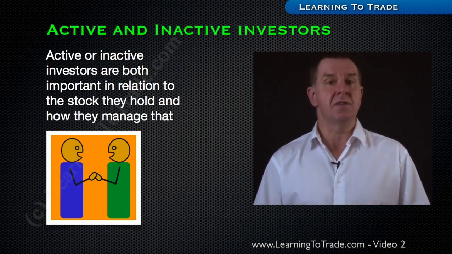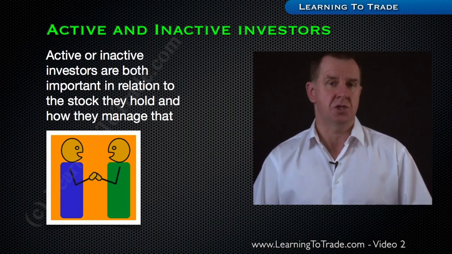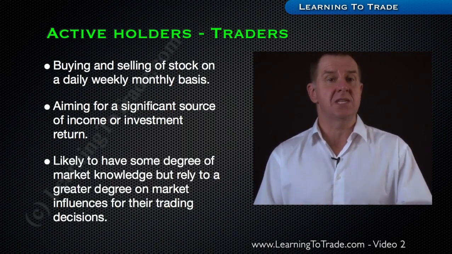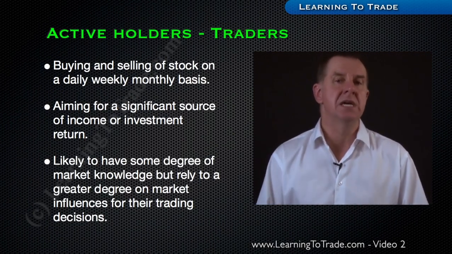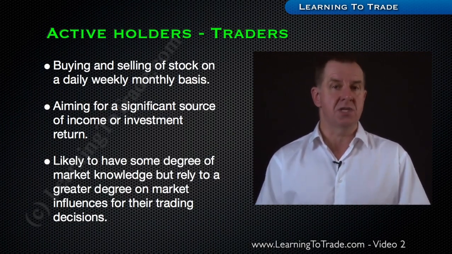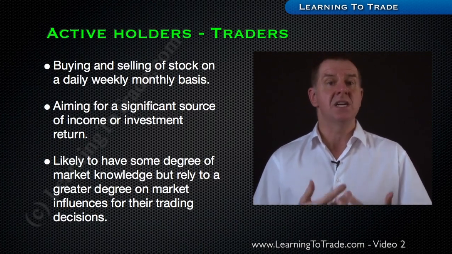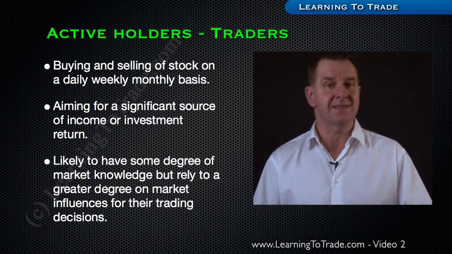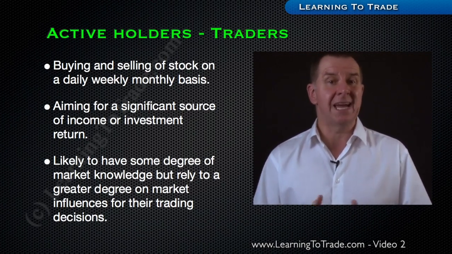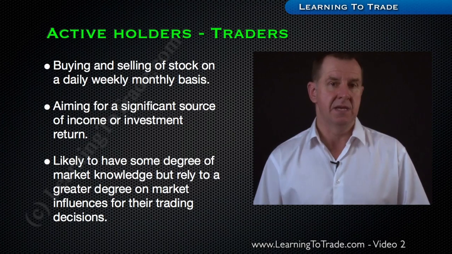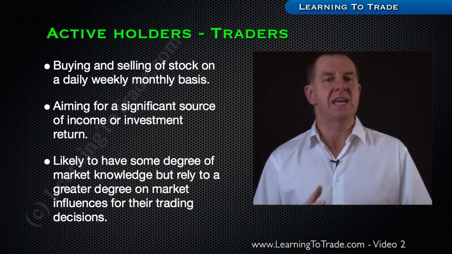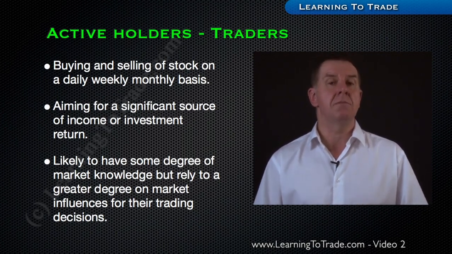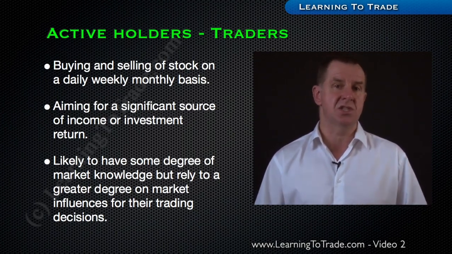Now let's break it down further to find out how these groups actually function. So active holders. Well, active holders of stock will be buying and selling stocks on a daily, weekly, monthly basis. These types of traders will be opening and closing trading positions, thus buying and selling as part of their investment or income producing goal. They'll have trading goals that are centered around making money now and are thus active in trying to achieve that. Now these types of traders will have varying degrees of market knowledge, but will be relying to a greater degree on market influences for their trading decisions.